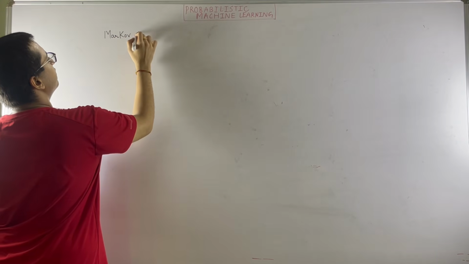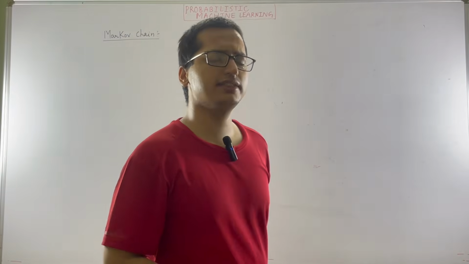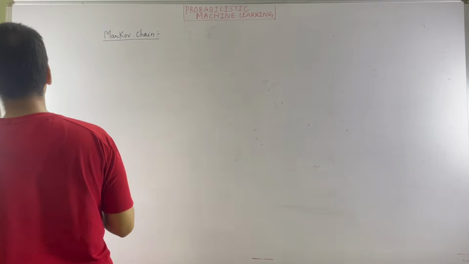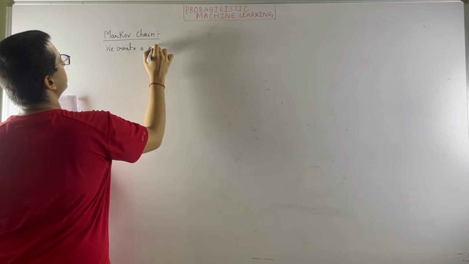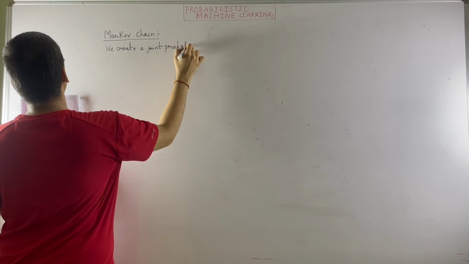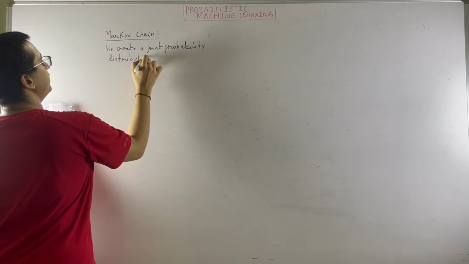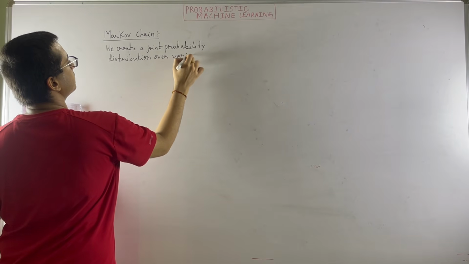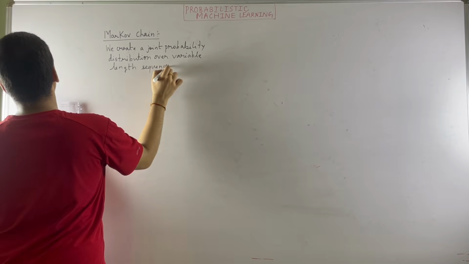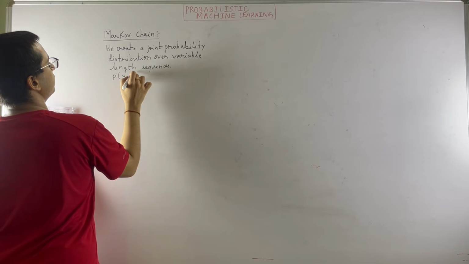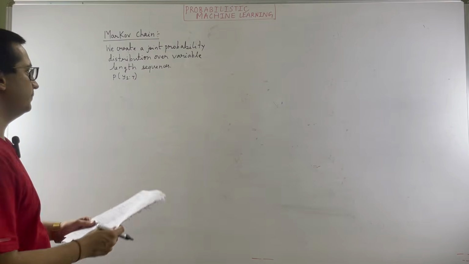Markov chain, the name itself means that we have a chain, a kind of graph structure, right? It's a chain, and we have some Markov assumptions, that is, some conditional independence assumptions. So we create a joint probability distribution over variable length sequence, that is, let's say from 1 to capital T is my sequence length. So I want to create a joint probability distribution over variable length sequence.